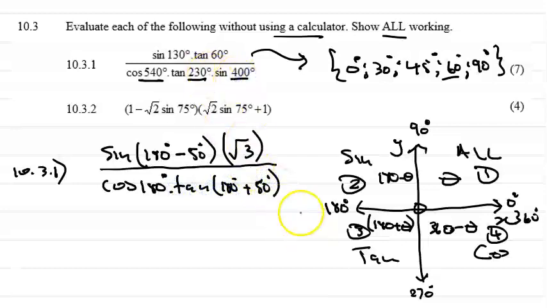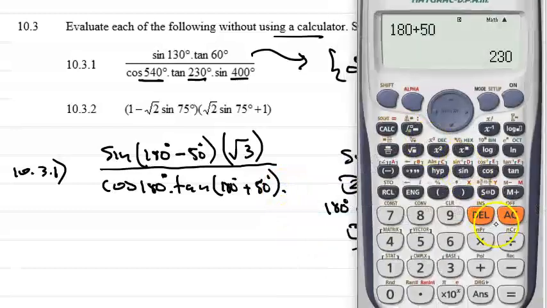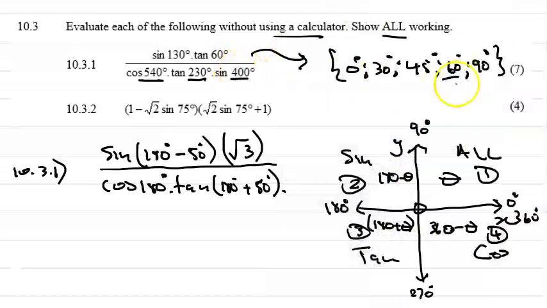Sine of 400, discussed this already. When you have any angle which is greater than 360, you will just subtract multiples of 360. So what are we left with? 40. And now it's an acute angle, so you leave it as sine of 40 degrees.